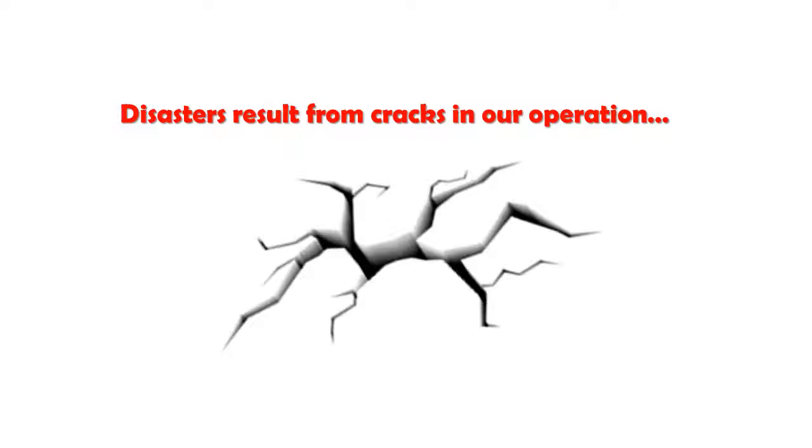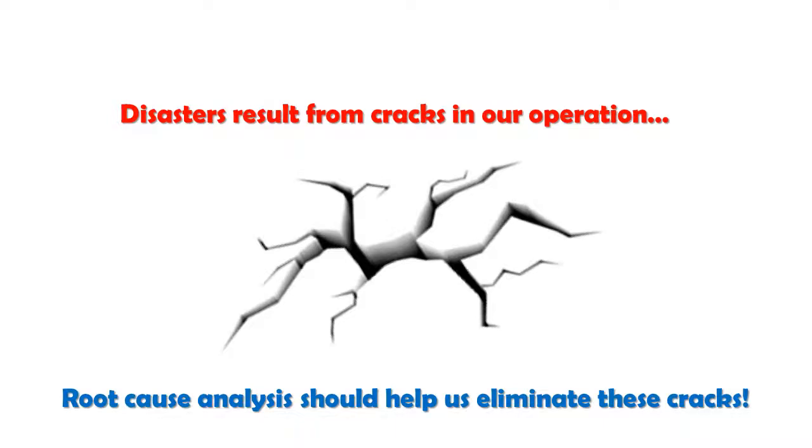Major failures and disasters are caused by the accumulation of irregularities or cracks in our operation. Root cause analysis should help us eliminate these. If it's not helping, could it be that we're allowing teams to conclude their analyses with generalizations that are difficult to address? Here's one that's very popular: human error.